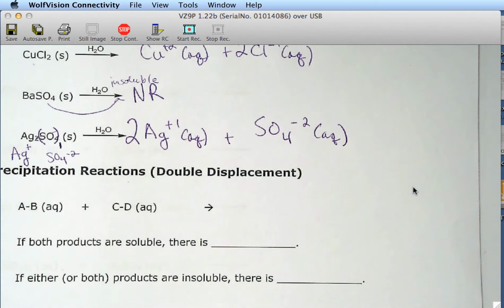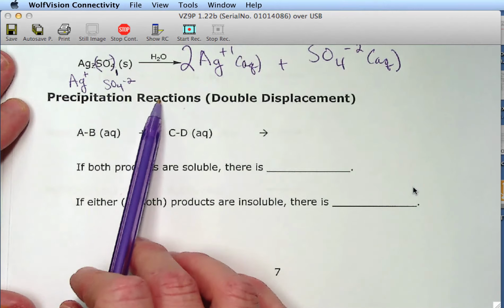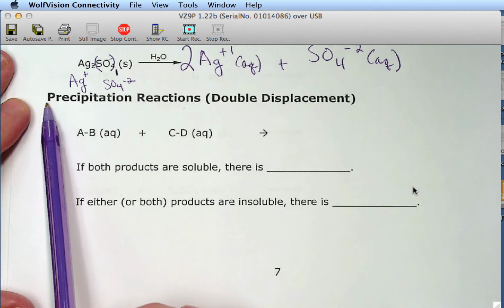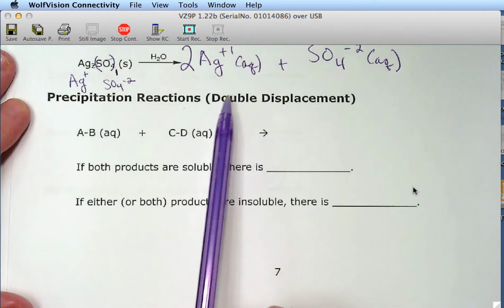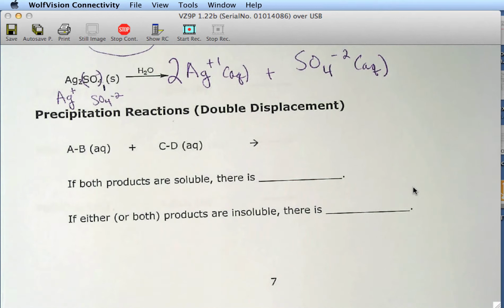So dissociation reactions, also known as ionization reactions, these are the ones that can be influenced by your solubility rules. The other set of reactions that can be influenced by your solubility rules are precipitation reactions. And another name for these reactions is a double displacement. Now when you hear precipitation, what do you think of? Rain. Yeah, so you think of rain or maybe snow, depending on what season you're in.